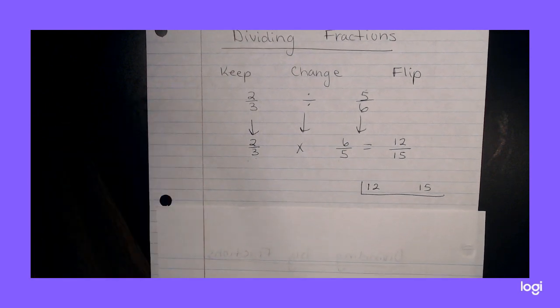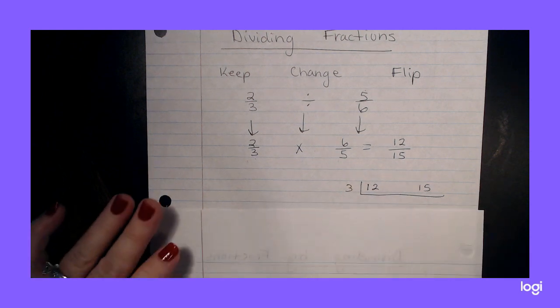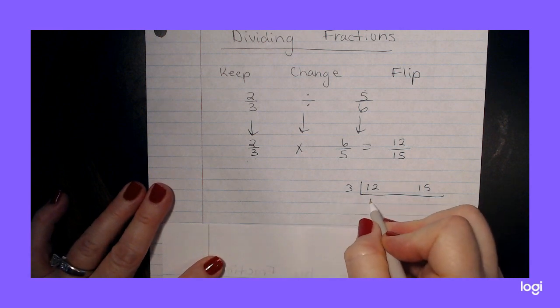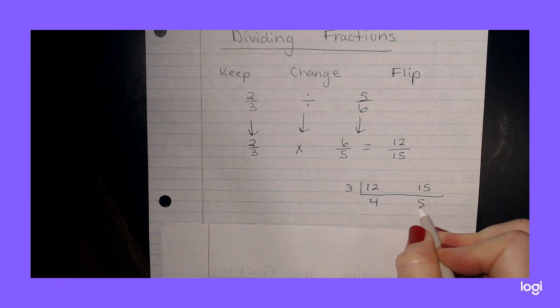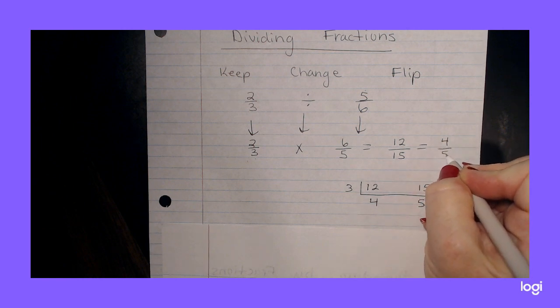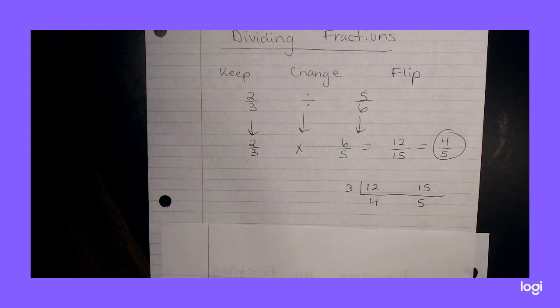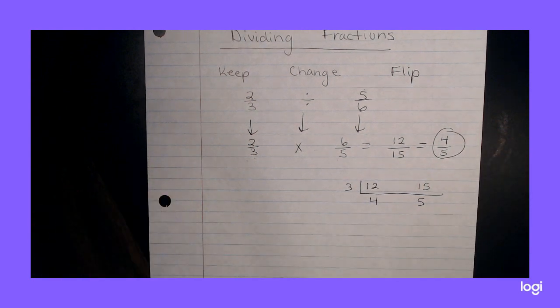And I look at my two numbers and try to think of a number that goes into 12 and 15. Well, if I look at the factor sheet that Mrs. Houck gave to me, I can notice that the number 3 goes into both of them. 3 goes into 12 4 times, and 3 goes into 15 5 times, giving us a final answer of 4/5.